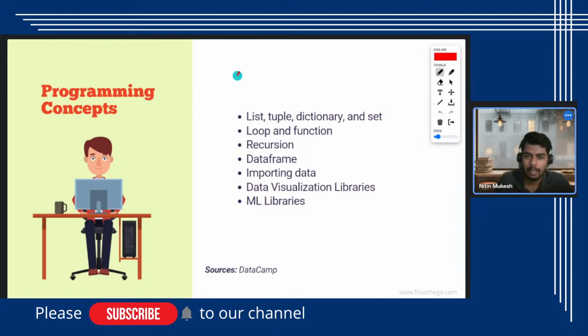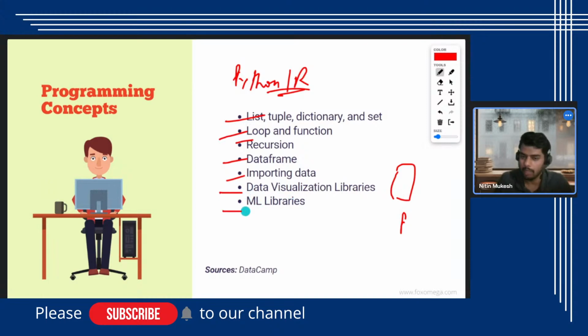Obviously, I just restrain these things with the Python. Obviously, you can read the same types of concepts in R also. So list, tuple, dictionary, set, loop, recursion, data frame, importing data, like how to import data in Python using pandas or NumPy. How do you visualize the data, or how do you use some libraries to do some ML implementation for some data. So you can obviously read these things from DataCamp.